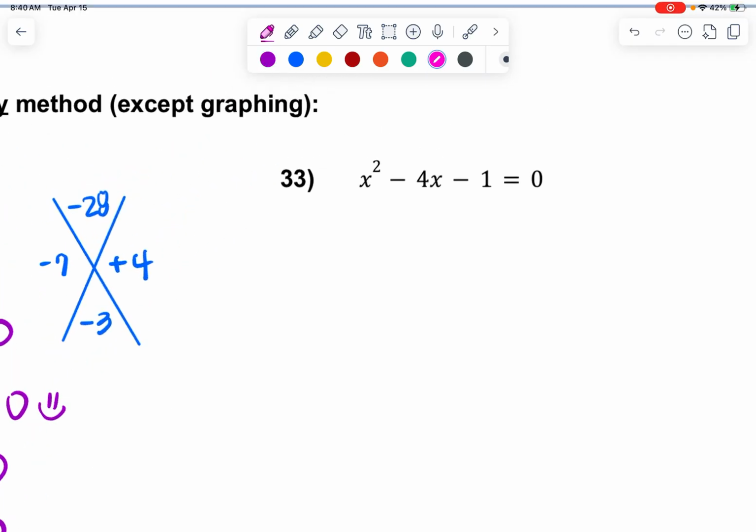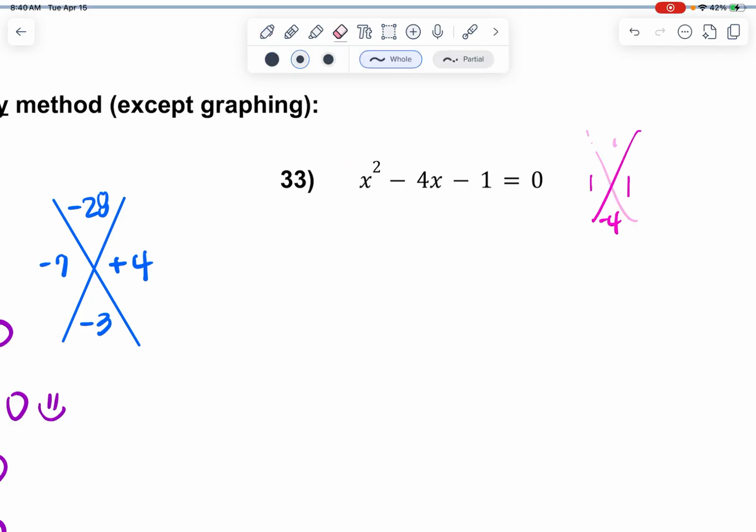33, if I wanted to factor, I would be looking for the numbers that multiply to give me negative 1, but add to give me negative 4. And that clearly does not exist because the only 2 numbers that can multiply to give me 1 are 1 and 1, and there's no way that adds up to give me 4 in any way. So this guy is not factorable, right? Which means I have to do the quadratic formula, right?